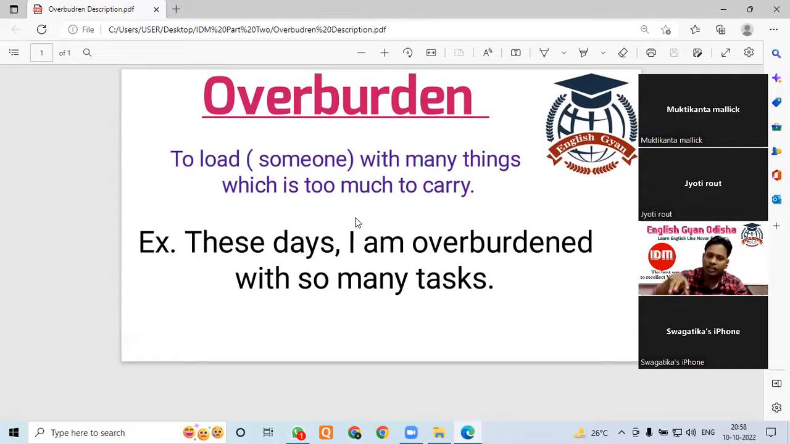That means to load somebody with so many things, and he says I'm overburdened these days. Why? My boss is putting a lot of pressure here. How can I survive in that company? I cannot go there. Let me try another job. Otherwise, it's quite difficult to go there. Like that, you can say.